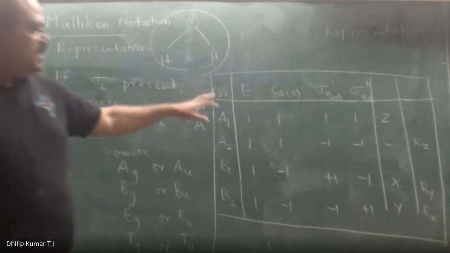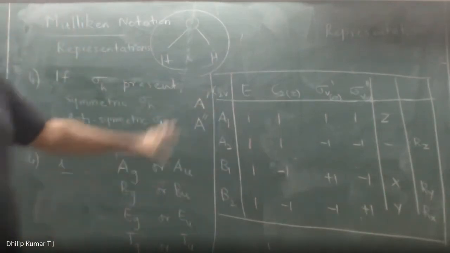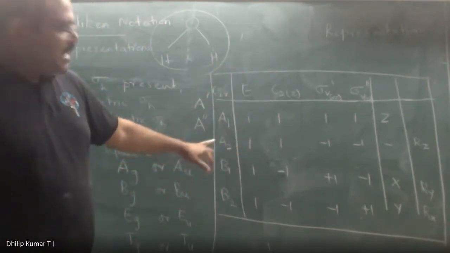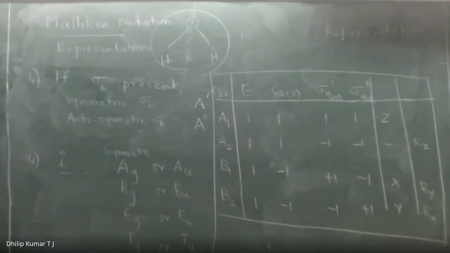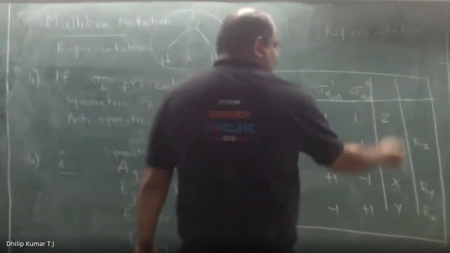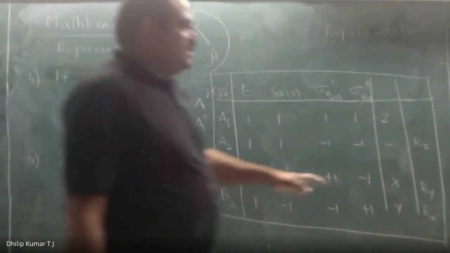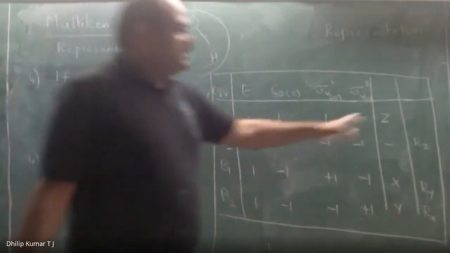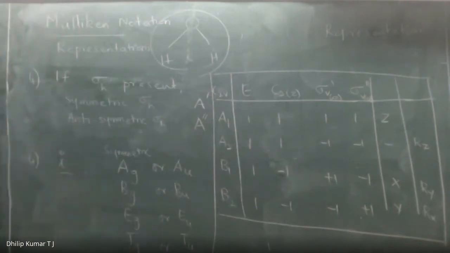For C2v, there are 4 irreducible representations: A1, A2, B1, B2. So it's a table representing all the IRs present and the characters with respect to each IR, along with the basis. So these are the bases: the Z basis, X basis, Y basis, or the rotational basis Rx, Ry, Rz. For the basis, these are the IRs and the corresponding characters that are written. That is called a character table.